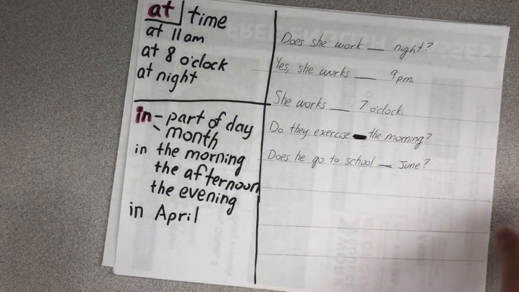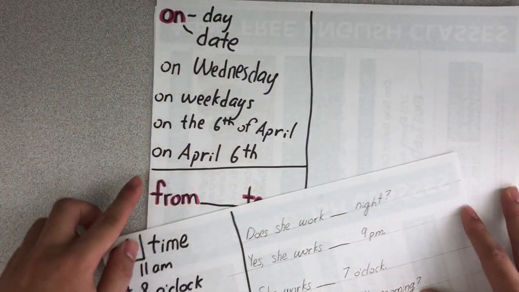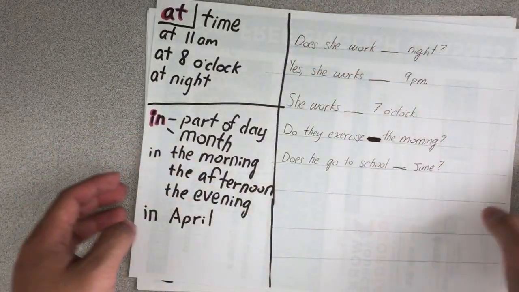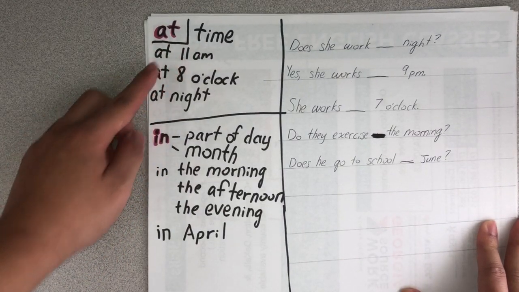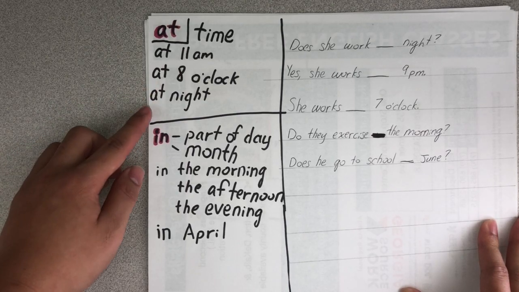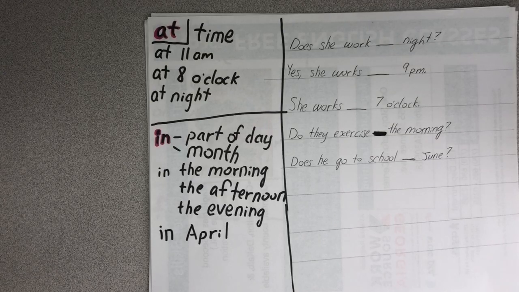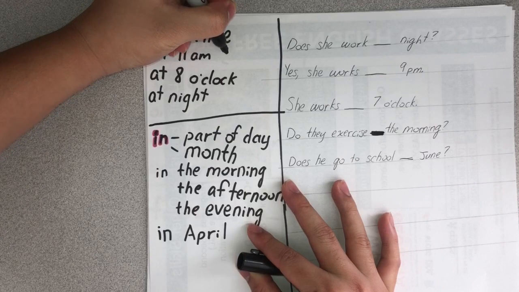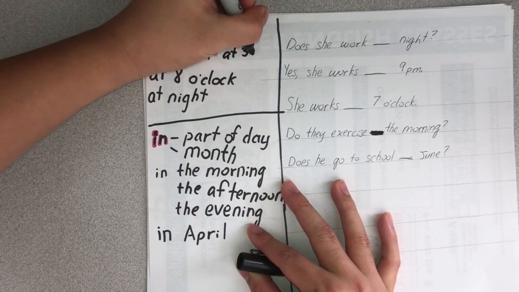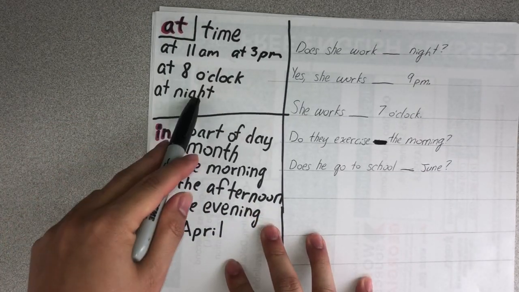We have time words. We have at, in, on, and from to. We use at for time. So if I say at 11 a.m., at 8 o'clock, or at night. With at, it needs to be a time with a number. We can say at 11 a.m. We can say at 3 p.m. Or we can say at night.